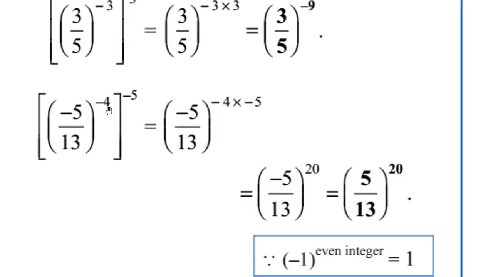Or another example: ((-5/13)^-4)^-5. Here the base is minus 5 by 13. For the same base, we have the powers. One power is minus 4, another power is minus 5. So what can we do? We can do the product of two powers. (-5/13) whole power minus 4 into minus 5. Minus into minus is plus, 5 4 times 20.